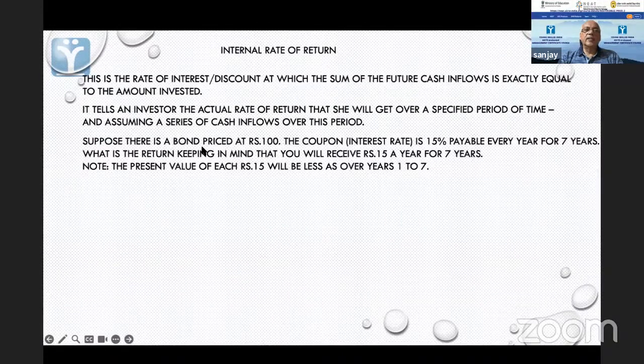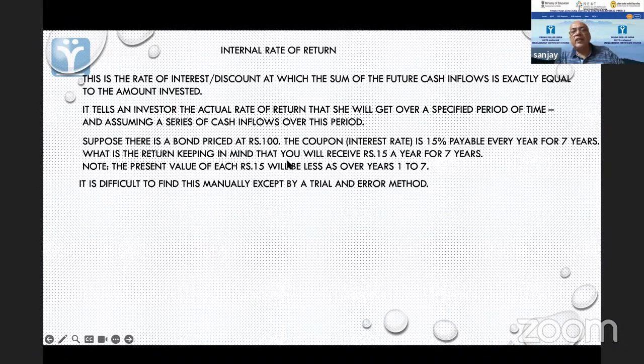So suppose there is a bond, it's priced at rupees 100. I'm giving you a slightly different example now. The coupon of the bond, or the interest rate of the bond, is 15%. It's payable every year for 7 years. So when you invest in this bond, you will get a 15% return every year for 7 years. What is the return, keeping in mind that you will receive rupees 15 a year for 7 years? The present value of each rupees 15 will be less over years 1 to 7.